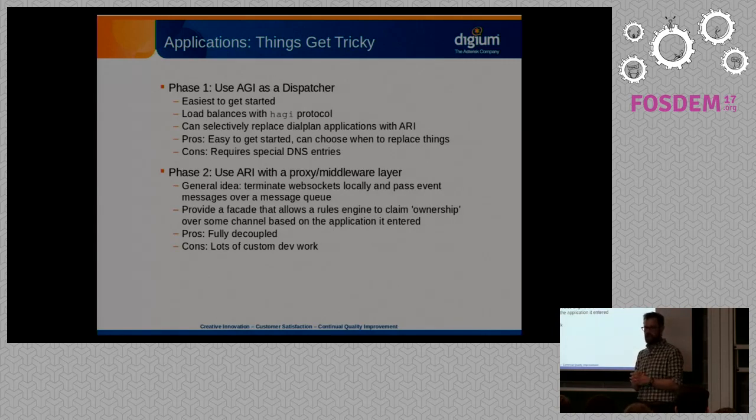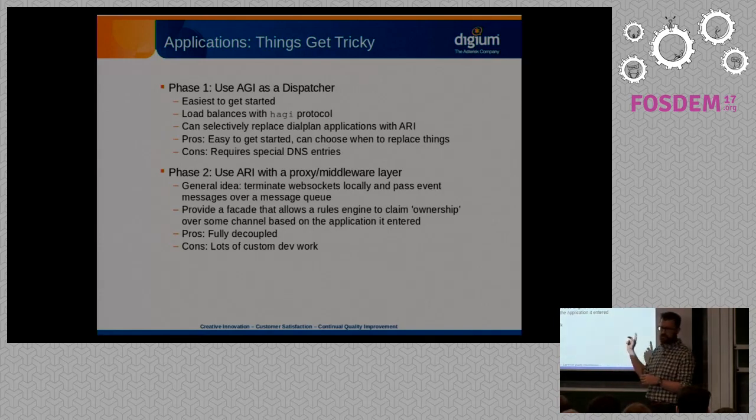We can just use AGI to get the calls off into our application servers, and then our application servers can start doing fancy things with ARI selectively as they need to. The downside of this is that you need special DNS entries in order to really make this work. And when you're trying to bring up Asterisk servers quickly, that means you've got to go update DNS and do some other annoying things. But it works fairly well.